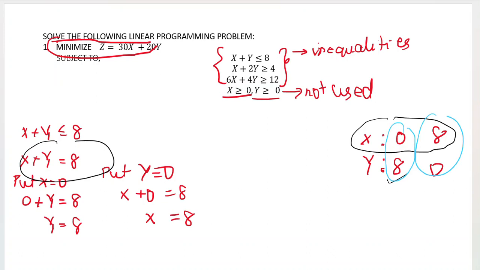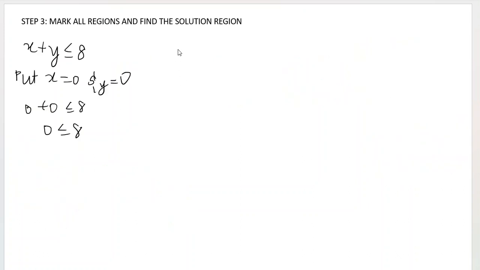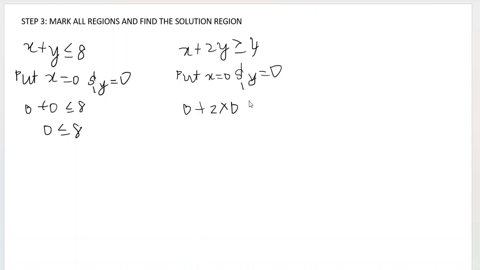to 4. So we write x plus 2y more than or equal to 4. We put x 0 and y 0. We get 0 plus 2 into 0 which is more than or equal to 4. We get 0 more than or equal to 4. Does it make sense? This does not make sense.